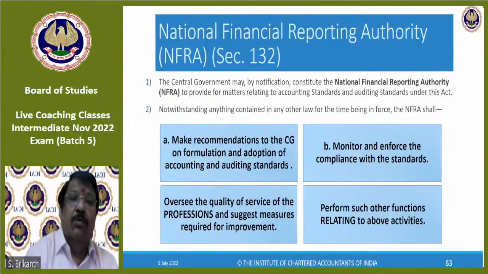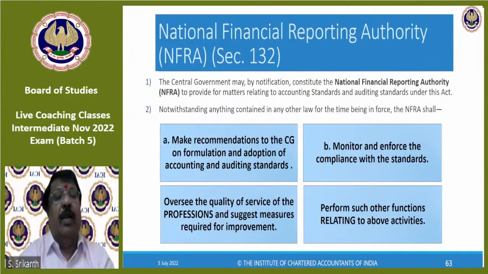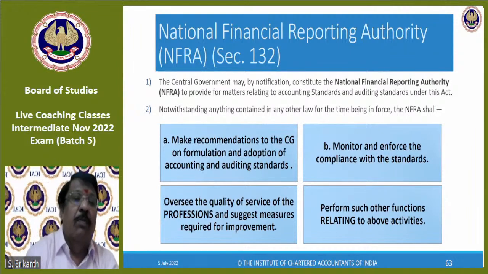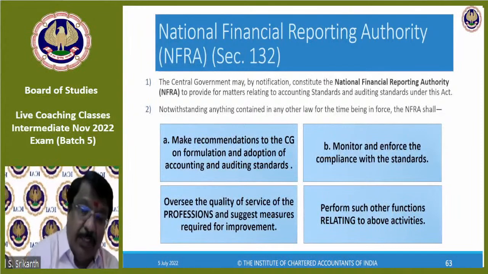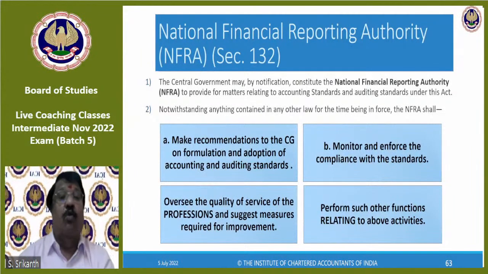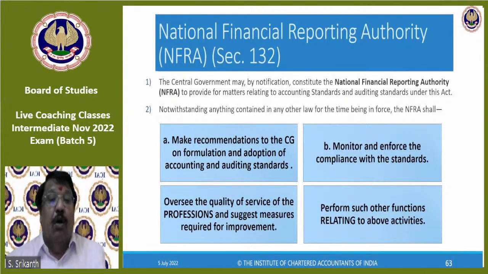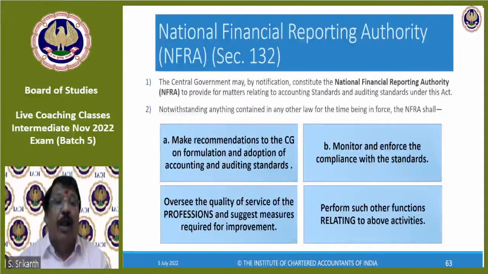So the NFRA will make recommendations to the central government on formulation and adoption of accounting and auditing standards. It will monitor and enforce compliance with standards, oversee the quality of service of the professionals, and suggest measures required for improvement. Are you able to understand where this is coming from or what they are trying to do here?